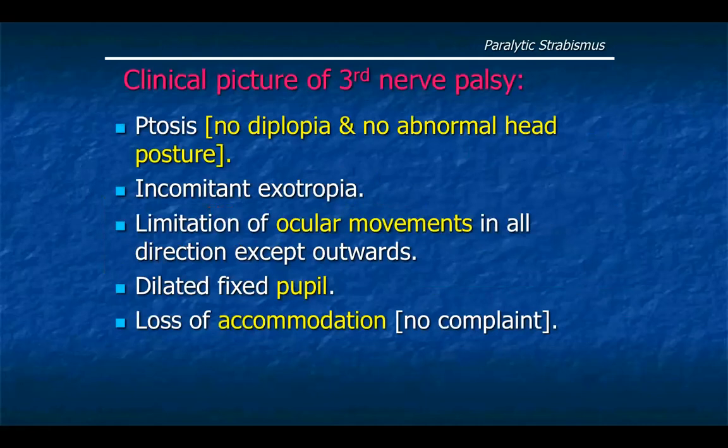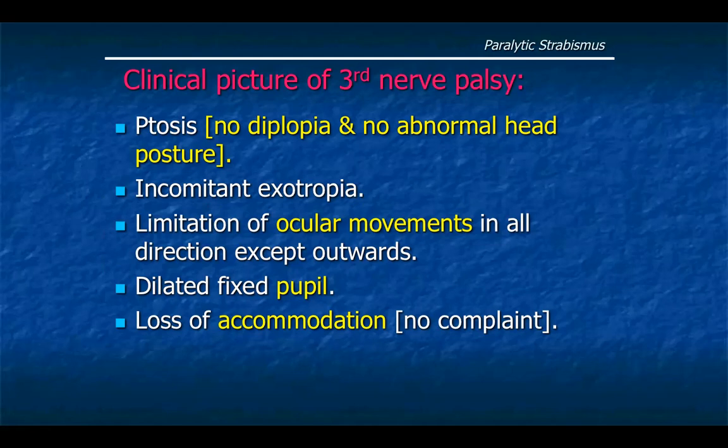To paint a picture of third nerve palsy, there is ptosis, because the nerve supplies the levator palpebrae superioris. So the patient will not complain of diplopia and therefore will not acquire an abnormal or a compensatory head posture. The patient will get incomitant exotropia as the eye is pulled out by the intact lateral rectus muscle against a paralyzed medial rectus muscle. And there is limitation of ocular movements in all directions except outwards because the lateral rectus is intact.